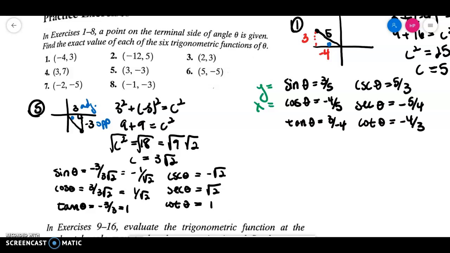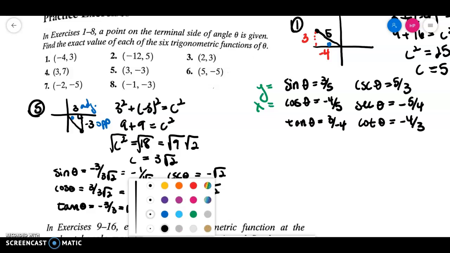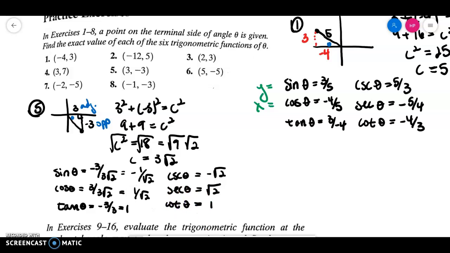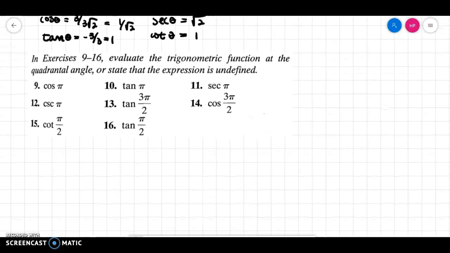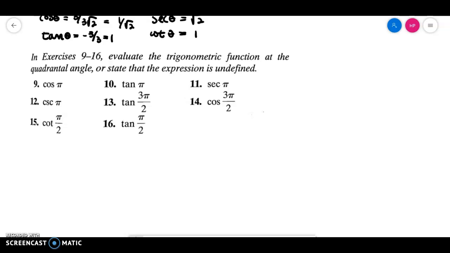So for all of these problems 1 through 8, they again are a fantastic review of all things unit circle and SOHCAHTOA related for where they fall. So more unit circle to come here in problems like 9 through 16. So evaluating these very special angles.